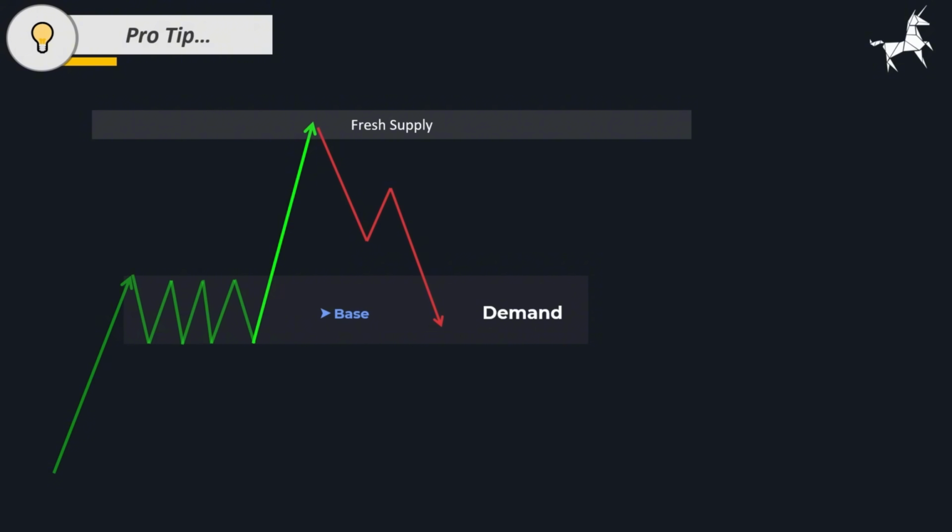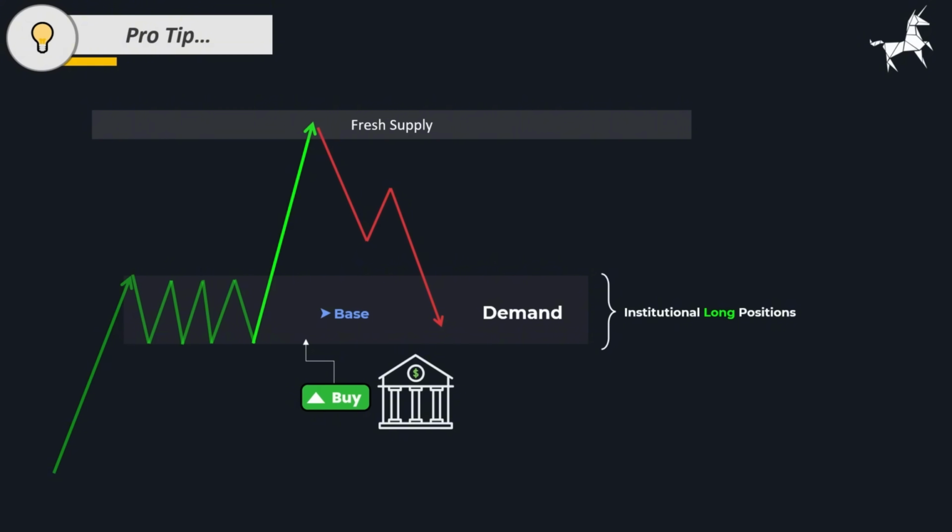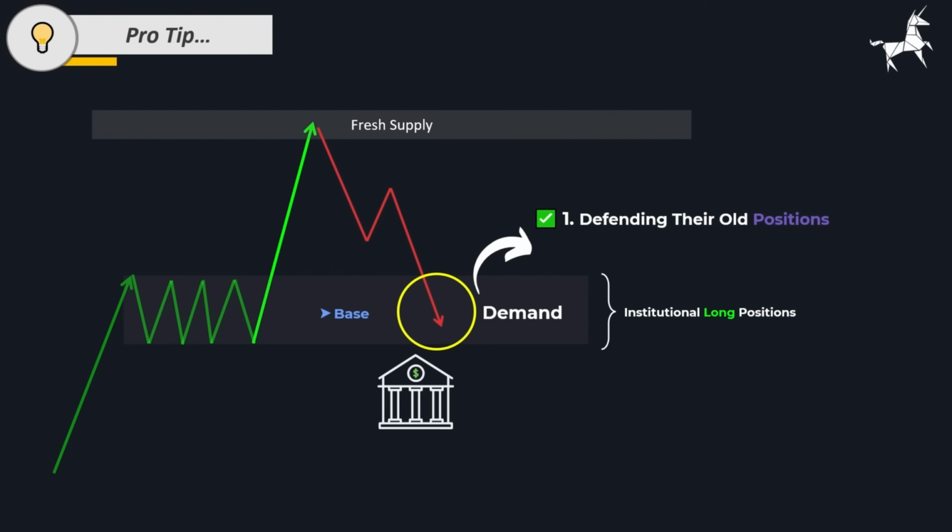Once price finds enough supply to consume and begins filling the unfilled demand left behind, it triggers a shift, leading to a drop in price and a natural pullback. But here's what really makes these zones powerful. They're not just random support areas. They're where institutional money previously stepped in and placed long positions. These zones are decisional areas, formed before institutional orders are executed. That's why they carry so much weight. When price revisits these zones, institutions often step in again to defend their positions.